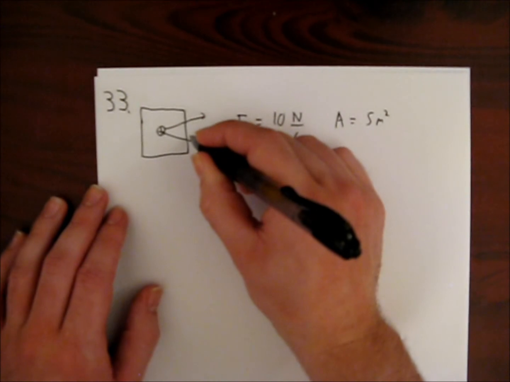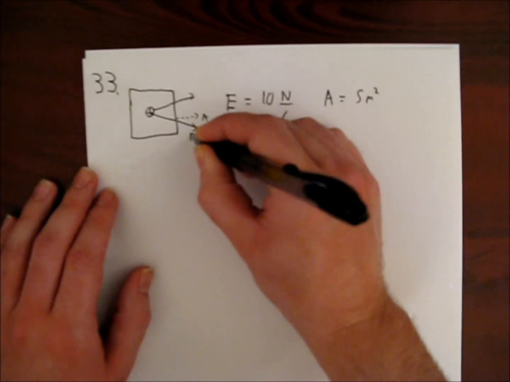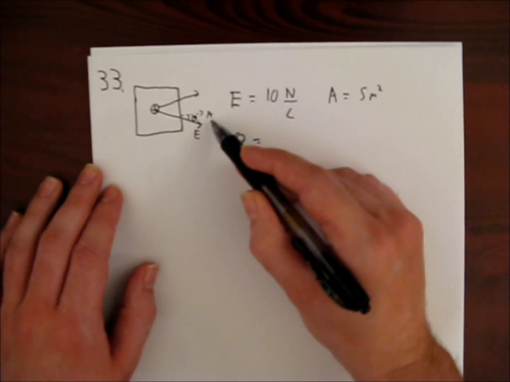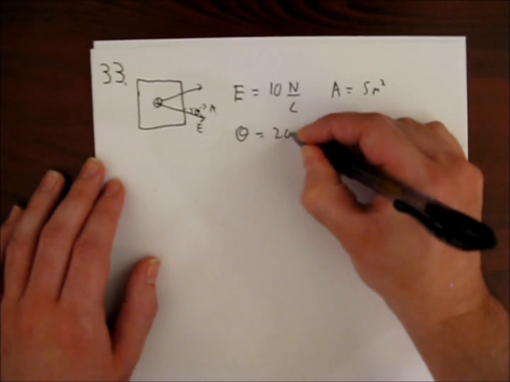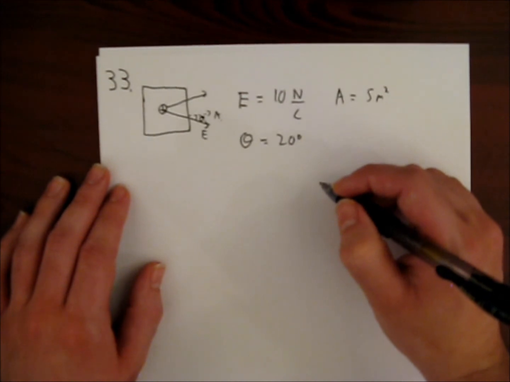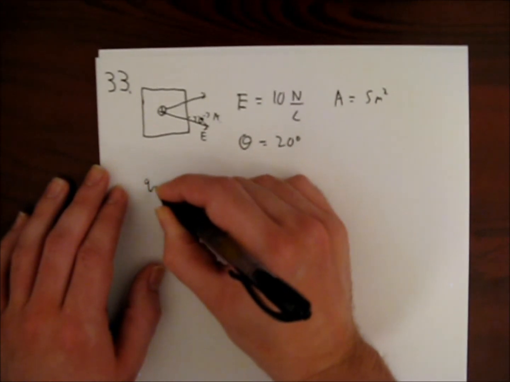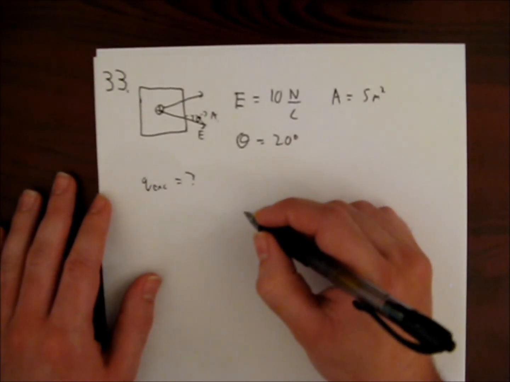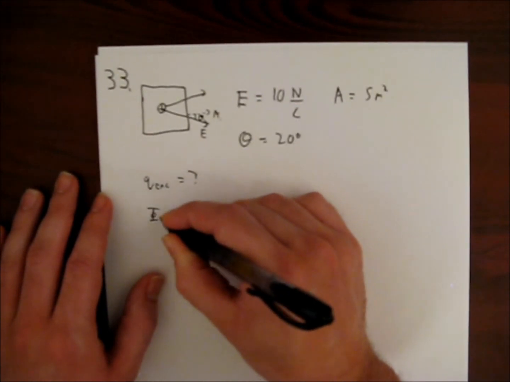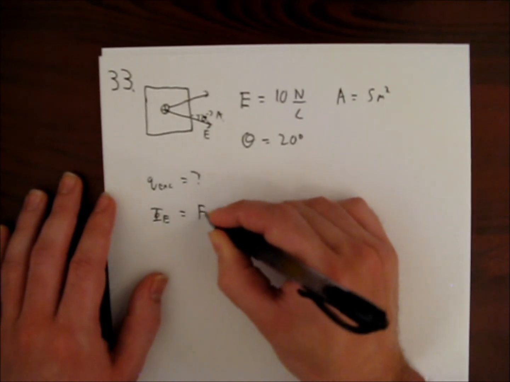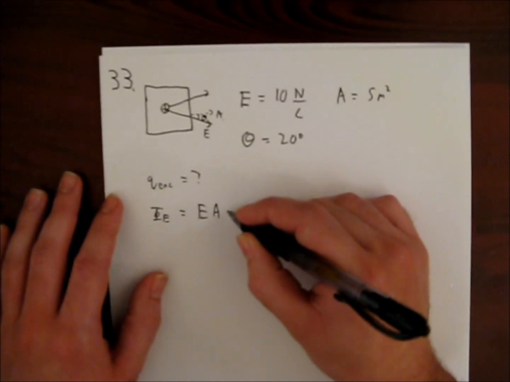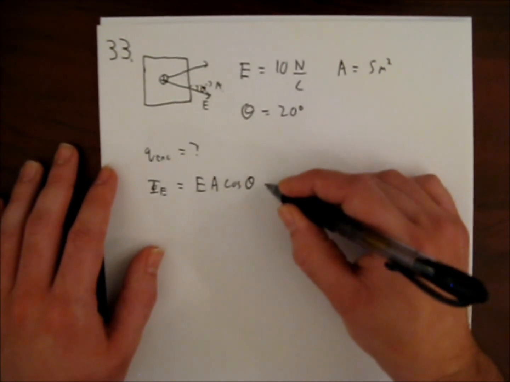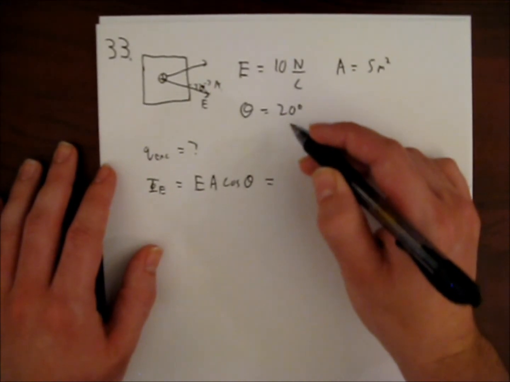We're told that the angle theta between the normal vector, or area vector, and the electric field vector is 20 degrees. So our goal in this problem is to find the value of this charge enclosed. So how do we do that? Well, first we need to find out what the electric flux is. Electric flux is equal to the electric field magnitude times the cross-section area times the cosine of the angle between the electric field vector and the area vector, which in this case is 20 degrees.